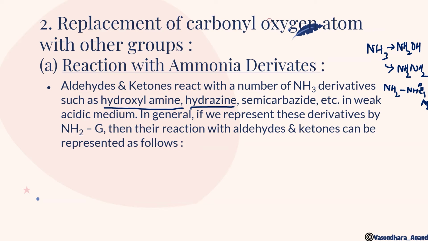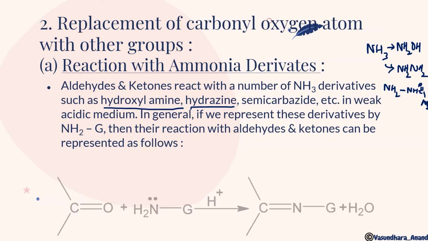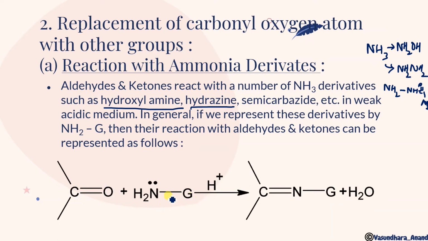In general, if we represent these derivatives by NH2G, then their reaction with aldehydes and ketones can be represented as follows. Whatever the G is, we will do one by one, and this will give H2O out, and this NG will be attached to this group. Clear? Suppose it was hydroxylamine, NH2OH. What will it be? This is going to form C double bond NOH, and there is a name for this. This is called oxime. We will do it in the next slide.